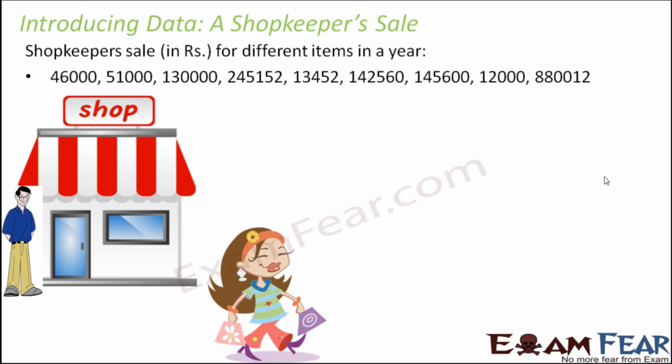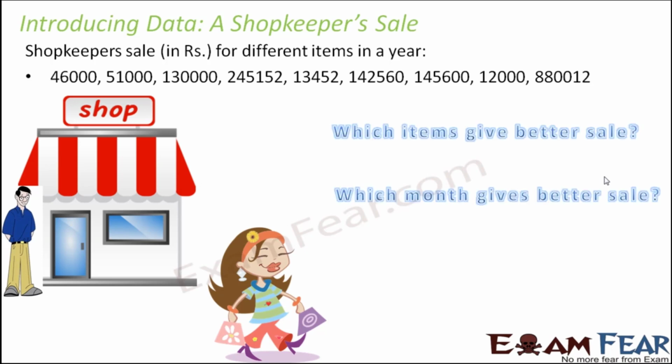But looking at the data of this kind, it is very difficult to do a proper analysis. Some questions like these might be helpful for the shopkeeper to plan for his next year, like which items give better sales so that he can buy them more, which month gives better sale so that he can have a good stock in his shop during that month, which items are slow moving so that he can avoid buying them. So these are some of the things that are going to be helpful. But unfortunately, with this kind of data, it is very difficult to find answers to these questions.